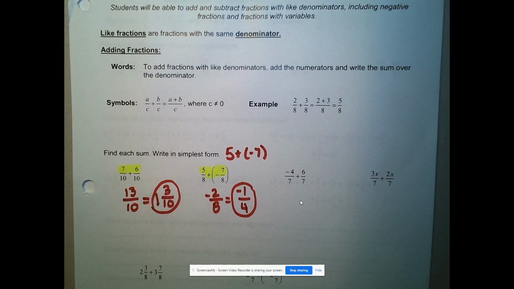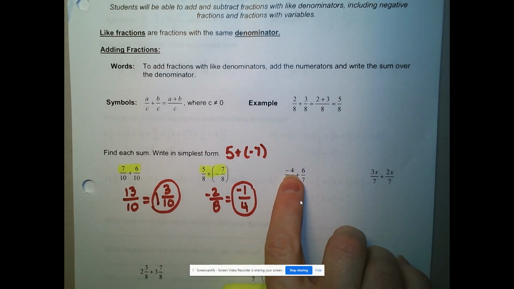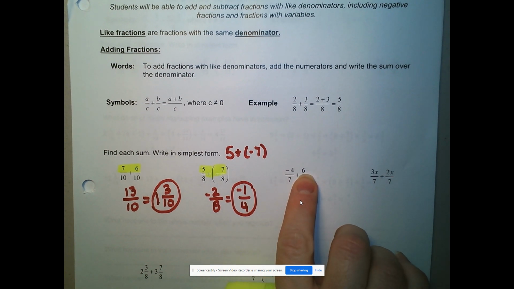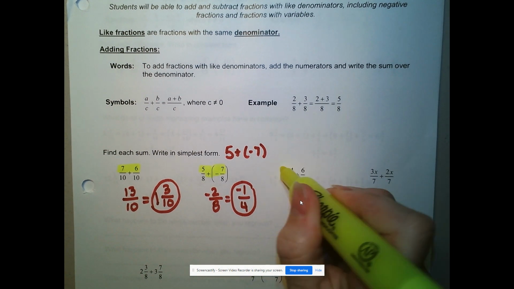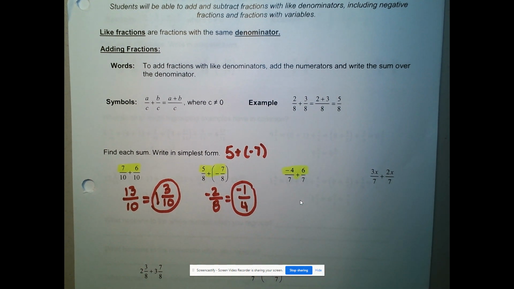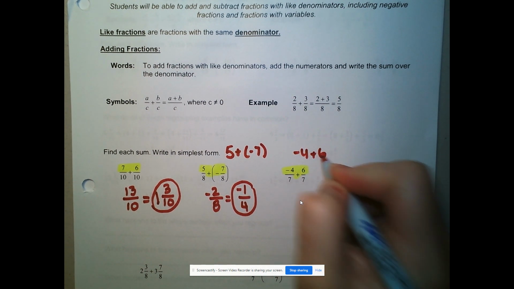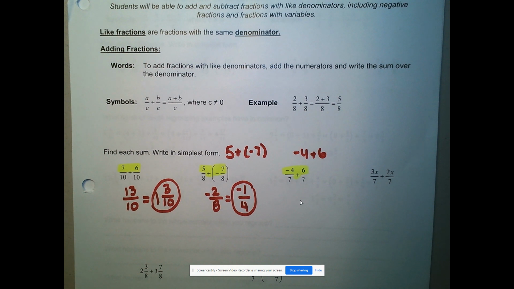Negative 4/7 plus 6/7. I have 4 negatives that are each worth a seventh, and I have 6 of something that's worth a seventh. So I'm going to add together that negative 4 plus 6. The signs are different, so I have 2 more positives than negatives, and I would get 2/7. And that would be my final answer.